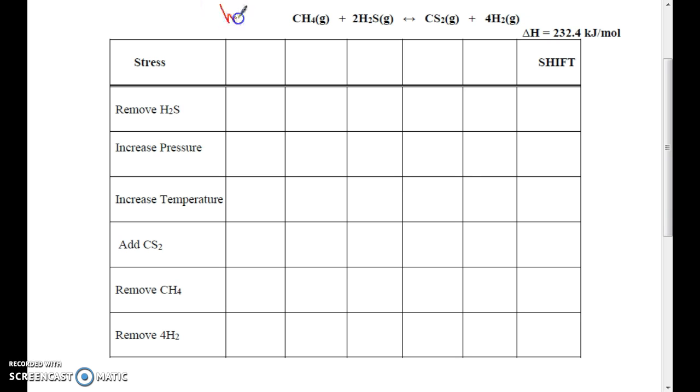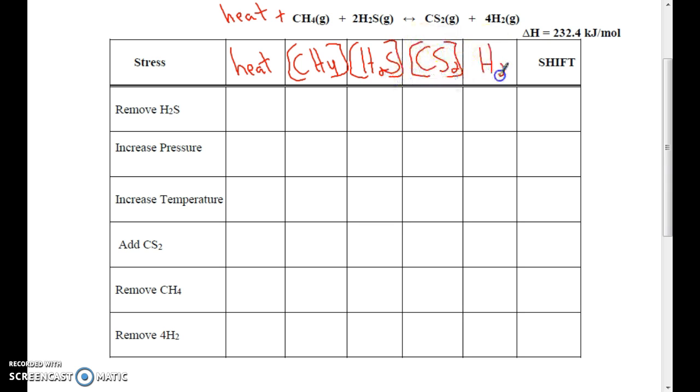So I'm just going to write heat there, and I'm going to start to fill this out. So we have heat, we have the concentration of CH4, the concentration of H2S, we have CS2, and we have H2.